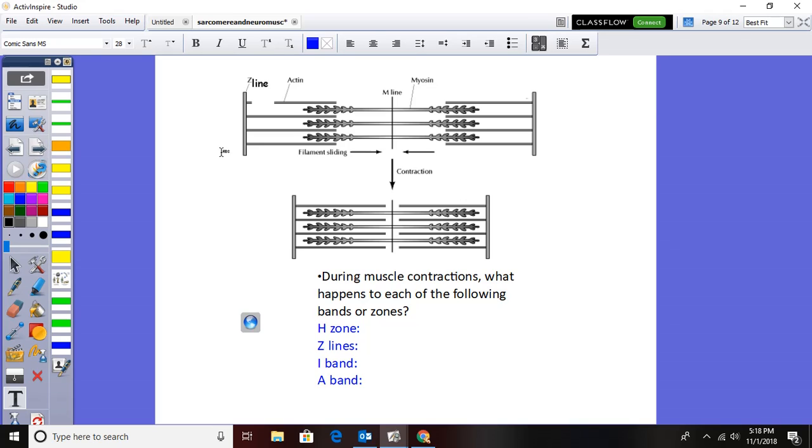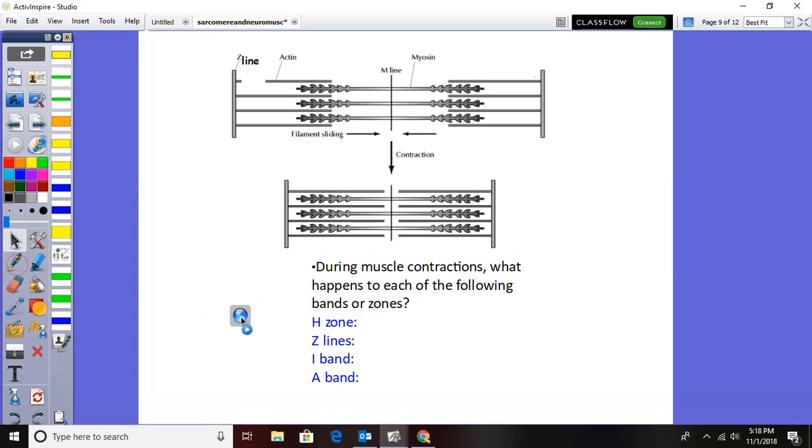Then I want us to look at what happens to each of the following bands or zones during muscle contractions. In this top picture, we are looking at a relaxed muscle. You see your H zone, your I band, your Z lines. And then this is what that same sarcomere is going to look like when the muscle's contracted. To help us visualize this, I'm going to show you this McGraw-Hill animation, and then we're going to come back and fill that in.